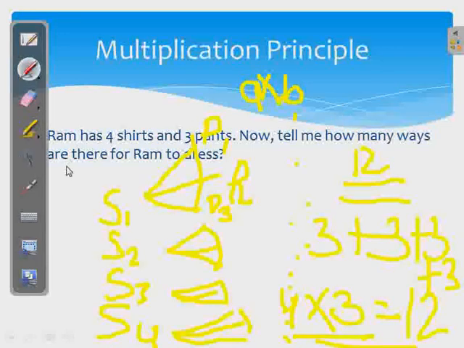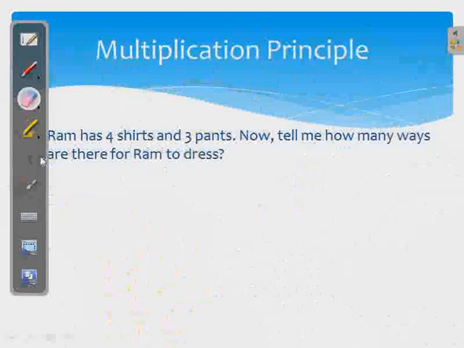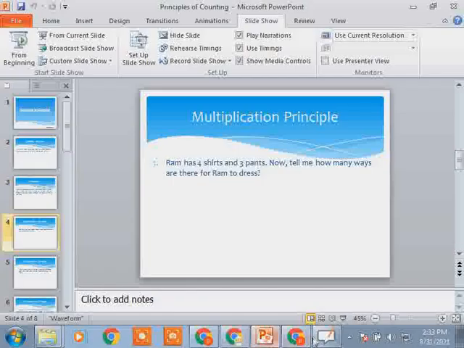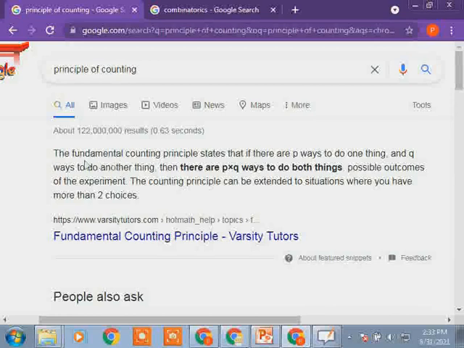Then I want to show you one definition from Google as well. One definition of the multiplication principle. Okay. So what Google has to say is, the fundamental counting principle states that if there are p ways to do one thing and q ways to do another thing, then there are p times q ways to do both things. Possible outcomes of the experiment.